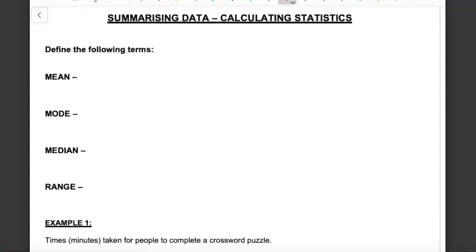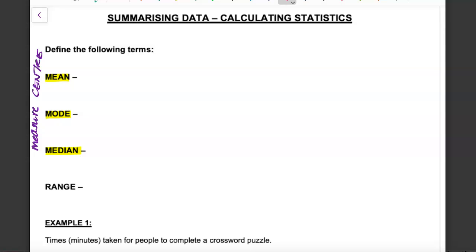In this video, we're going to review how we calculate our summary statistics. We're going to have 4 different statistics that we calculate. The first 3 we're going to have a look at are the mean, mode, and median. These are 3 different ways that we can measure the centre of our data. So we call these measures of centre. So let's define these first.